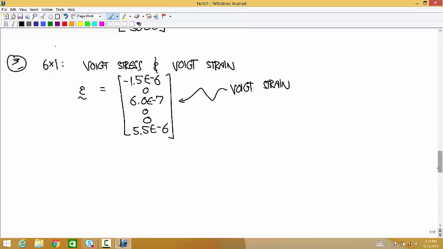Okay, so that's your first clue to whether you got a problem right or wrong. If you ever do a calculation and you get a stress value that's less than 1 or a strain value that's bigger than 1, you probably used the inverse of the matrix you should have used for your calculation. Okay.